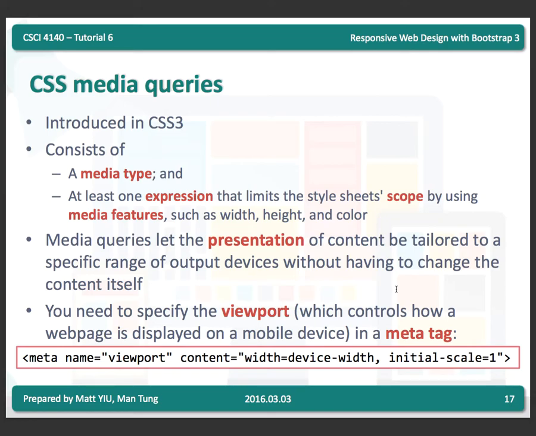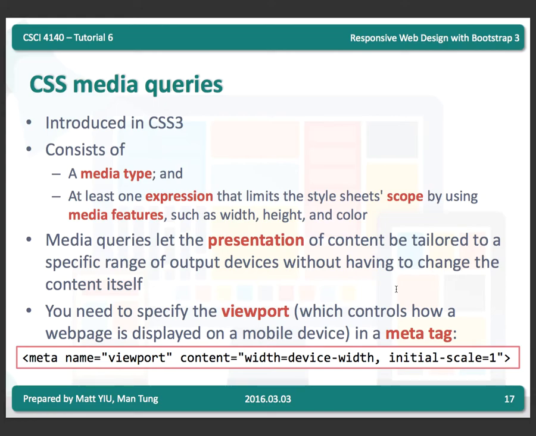Before using this feature, you need to specify the viewport. So this is the HTML tag for specifying the viewport. The viewport means how the web page is displayed on the mobile device. So using this meta tag, the content is width equal to device width.